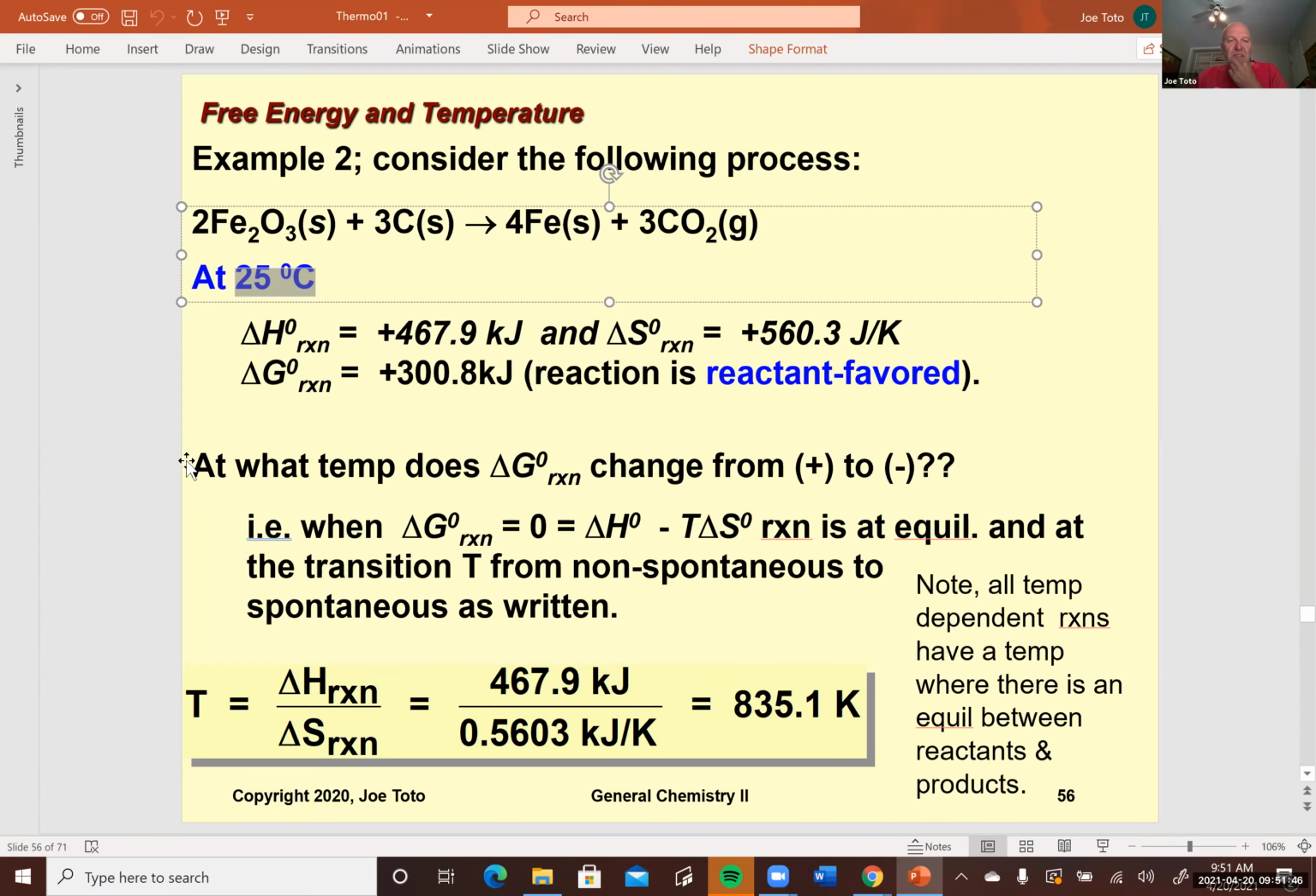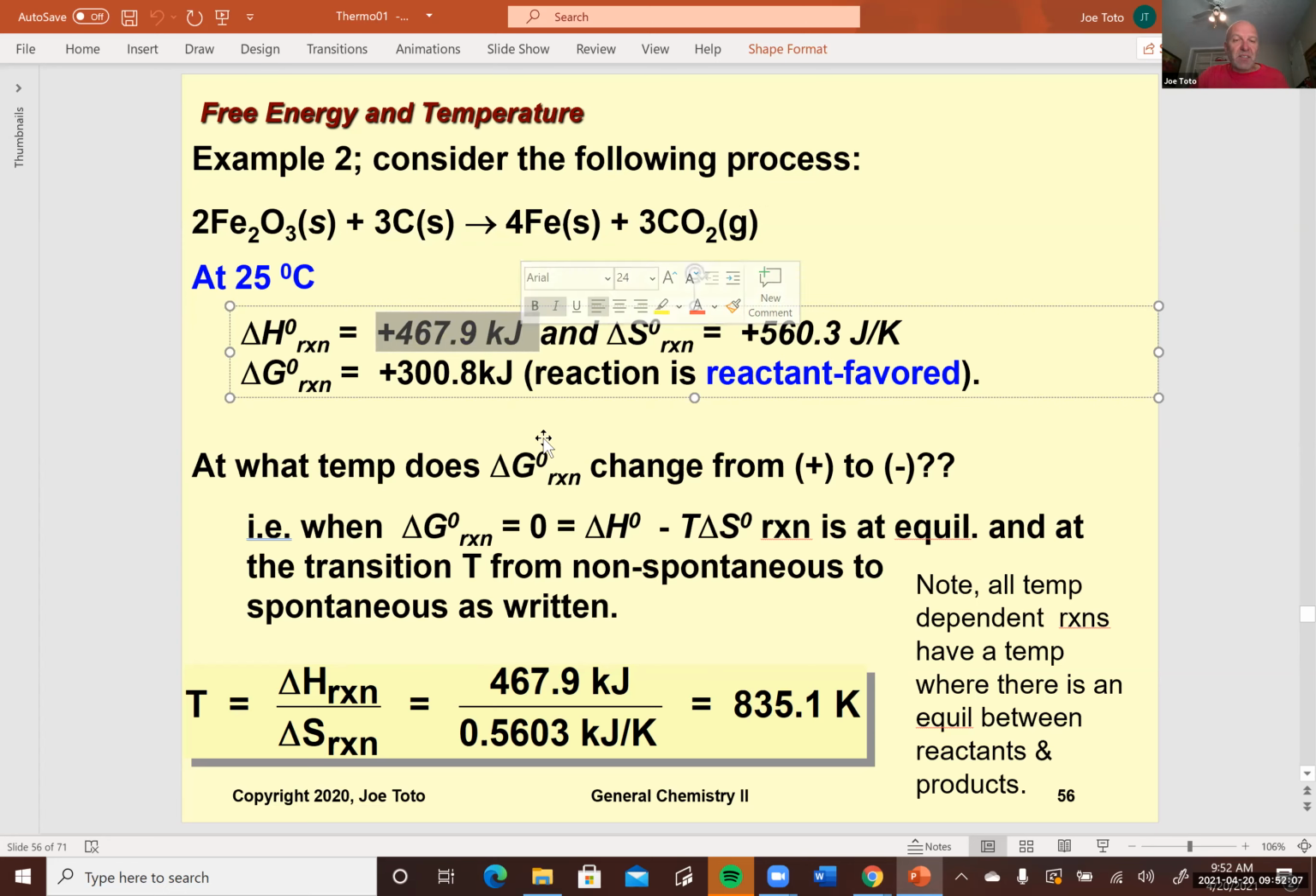All right. So the question then is, or maybe a follow-up question could be, what temperature will we need to cook this baby up to make the reverse spontaneous? Well, first of all, we have to see if it's possible. And in this case, both delta H and delta S are positive. They have the same sign. So this is a case where the process is temperature dependent.